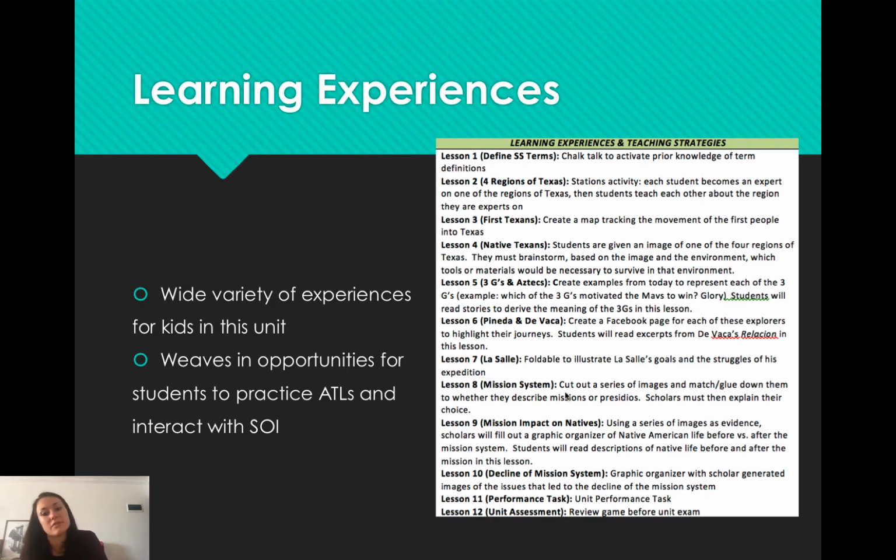And these learning experiences also weave in opportunities for students to practice what are called the ATLs, or the approaches to learning, which we'll cover in the next slide, and also interact with the statement of inquiry, which is really meaningful because that makes our statement of inquiry live. It makes it a living, breathing piece of our classroom rather than just being something that's written on the board. Like, kids can point to it, but they don't really know what it means.